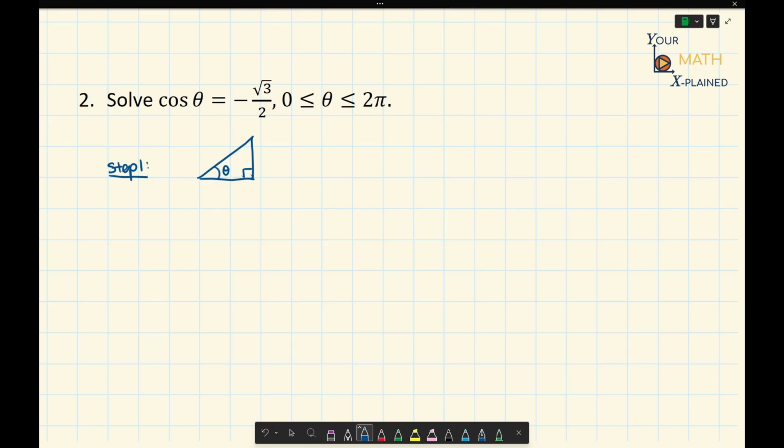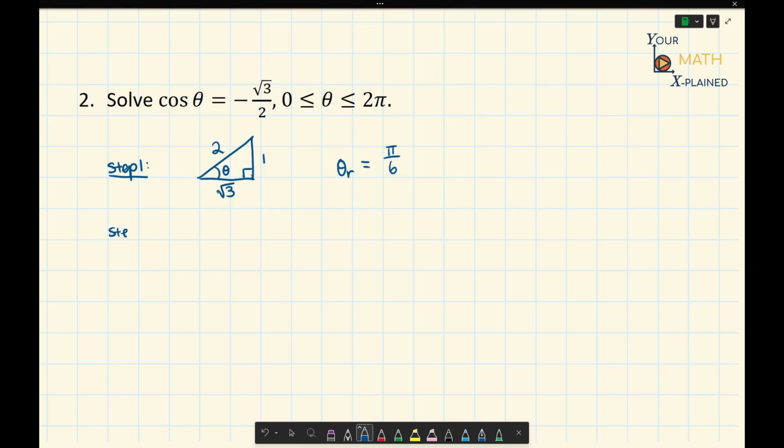So cosine is adjacent over hypotenuse, which means this side is going to be root 3 and this side is going to be 2. So again, this is our 1, 2, root 3 triangle, which is one of our special triangles. So this tells us that the reference angle is going to be equal to pi over 6.